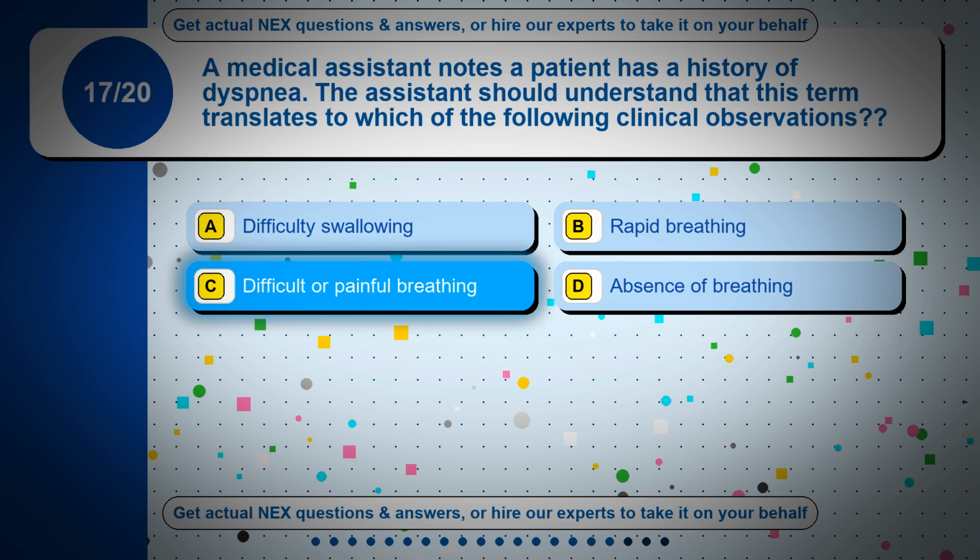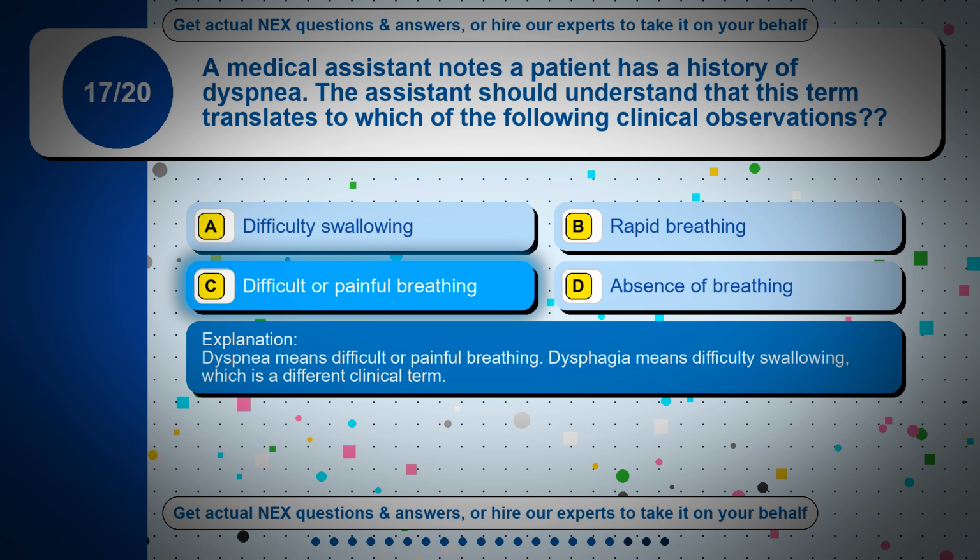The correct answer is option C. Difficult or painful breathing. Dyspnea means difficult or painful breathing. Dysphagia means difficulty swallowing, which is a different clinical term.